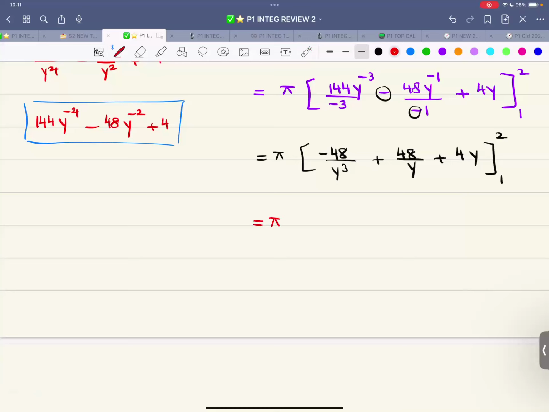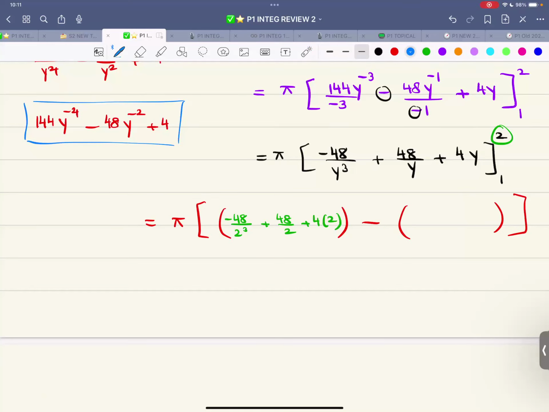That is pi as it is. And let me just work a little bit leftwards. This is pi as it is. First the upper limit, then the lower limit, then this bracket. So let me plug in 2. That is minus 48 over 2 cube. This is 48 over 2. This is 4 times 2.